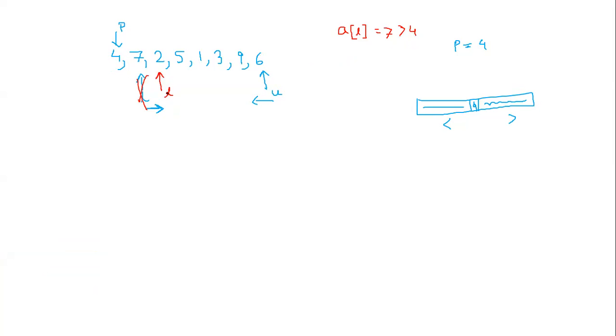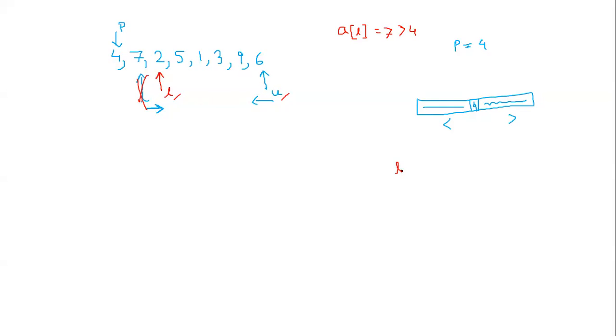I found that A of L is now equal to 2, which is lesser than 4. 4 is nothing but the pivot element. If it is lesser than 4, stop. So L will stop here. Similarly, I will keep on decreasing this U until I get something which is greater than the pivot element value. And you see, interestingly, where U is pointing is already greater than the pivot element, so you stop at the very beginning. And then I have to check what is the position of L as well as U.